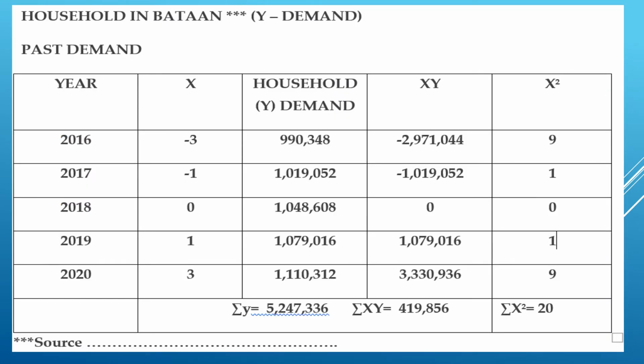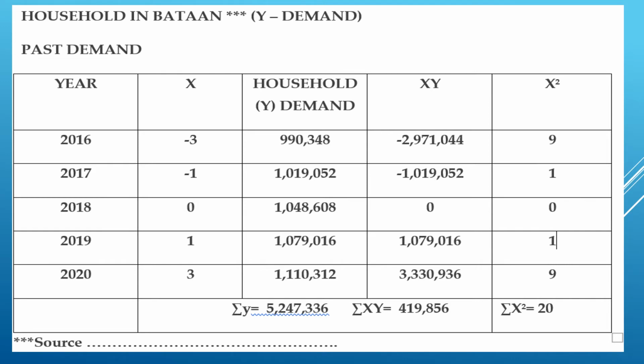Since we now know how to assign the value of X, and with the value of X that we assigned already, we could now complete our table. So you could now have xy and x squared. So just multiply x by y. Again, the number of households, the number of population, the number of supply by your manufacturer, iyan yung ilalagay natin sa column ng y. Okay, so we have xy sa fourth column natin and x squared sa last column natin.